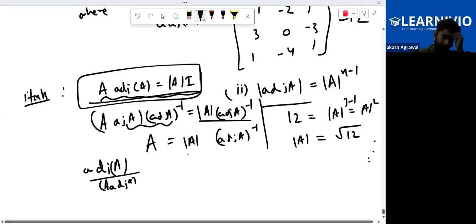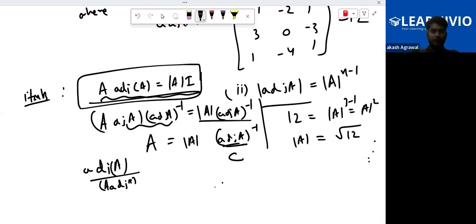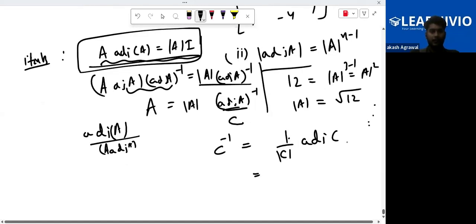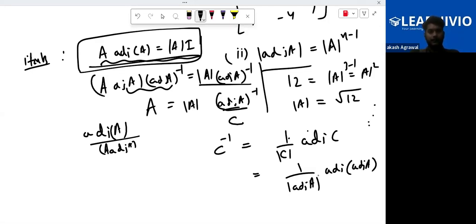No. This will not be like this, right? Because suppose this is C matrix. So you have to find C inverse, and C inverse is what? C inverse is 1 upon determinant of C and adjoint of C, right? Now we know that C is adjoint of A, so it will be 1 upon determinant of adjoint of A and adjoint of adjoint of A. Yes, sir. Clear?